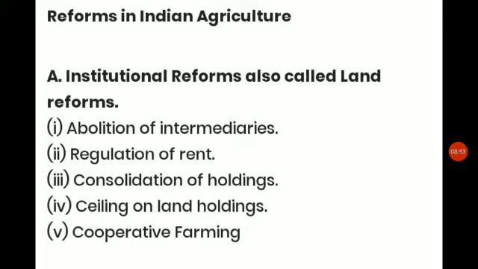They are divided into five segments: abolition of intermediaries, regulation of rent, consolidation of holding, ceiling of land holding, and cooperative farming. Abolition of intermediaries brought the tiller in direct contact with the land and gave him rights to bring about improvements on land to increase the agricultural output. Regulation of rent.